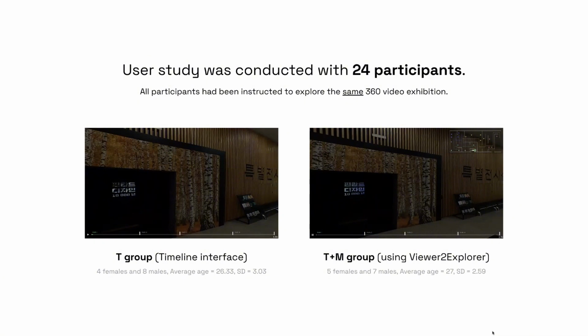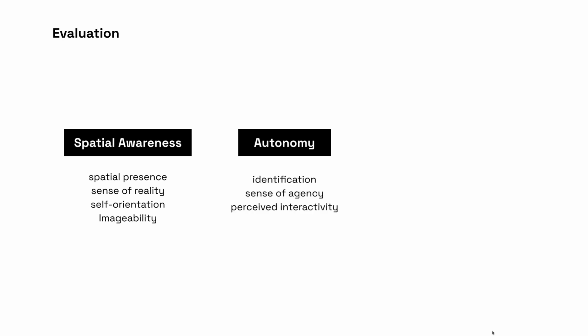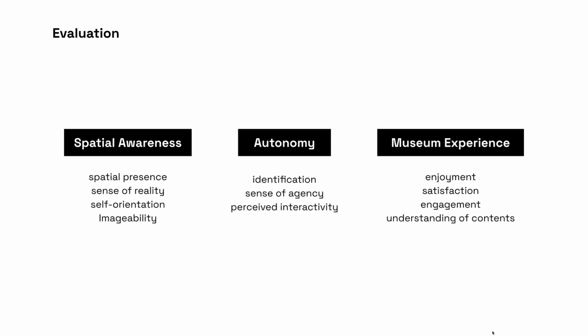One is the T group using the traditional timeline interface, and the other is the T plus M group using Viewer2Explorer. All participants were instructed to explore the same 360 video exhibition at their own pace using their assigned interface. The study included survey questions on spatial awareness, autonomy, museum experience, and interface usability, along with NASA TLX for measuring task load of the experience.